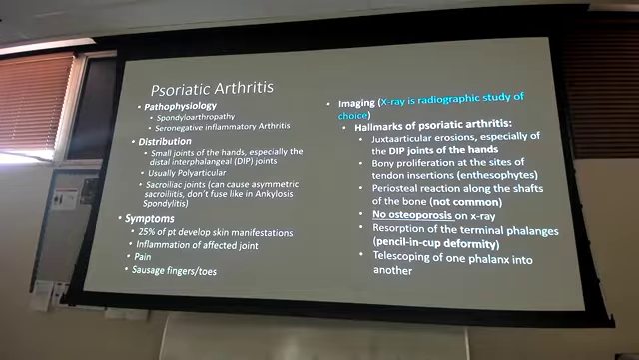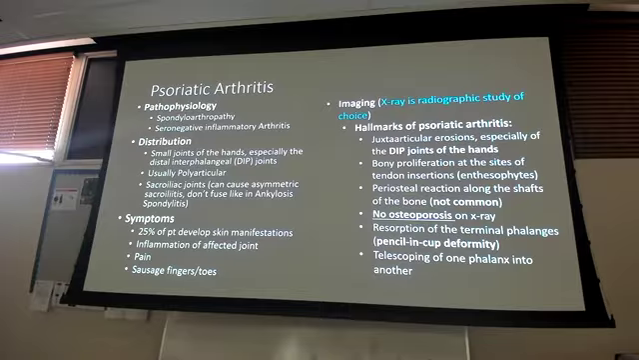This one sometimes can cause the SI joints to have issues as well. We'll look at some pictures of that. 25% of patients develop skin manifestations. What does that mean? What kind of skin manifestations do you think? Psoriasis. Thick, silvery type skin, right? Only 25% though.